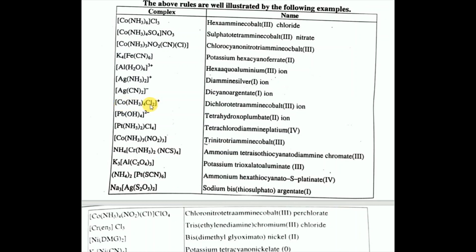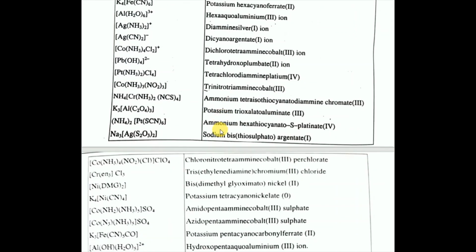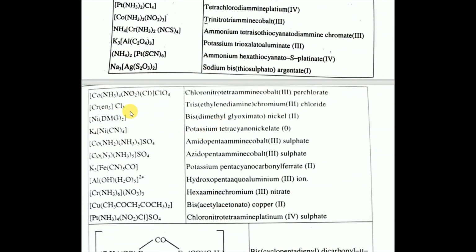So when we write the IUPAC name of a cationic complex, we follow the rules, and according to the rules the IUPAC name of this complex is dichloro tetraammine. Here ammonia is the ligand, with a double m in the spelling. So dichloro tetraammine. The metal is cobalt, the oxidation state is 3, and it is an ion. So the IUPAC name is dichloro tetraammine cobalt(III) ion. In this way, we can write the IUPAC name of any complex. These are all the examples. See here, particularly this example again.